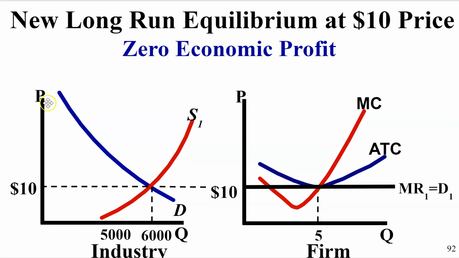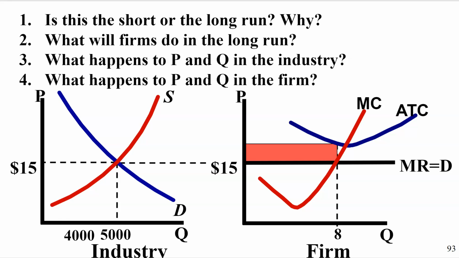And in the long run, ATC is meeting MR at its minimum, where MC is intersecting ATC at its minimum. And that's what we see there. That's the idea of going from short run to long run. Now, let's take another example and do this again. Is this short run or long run? Hopefully by now it doesn't take you as long to figure that out.